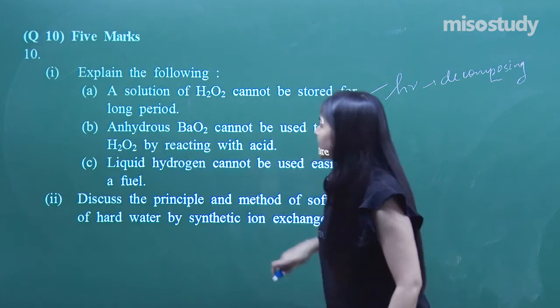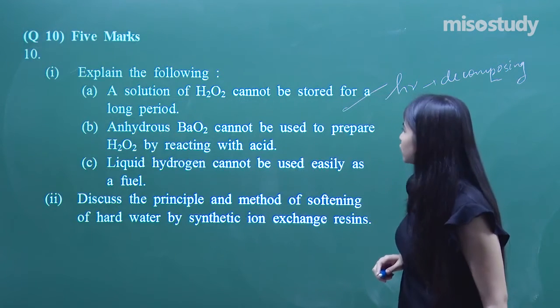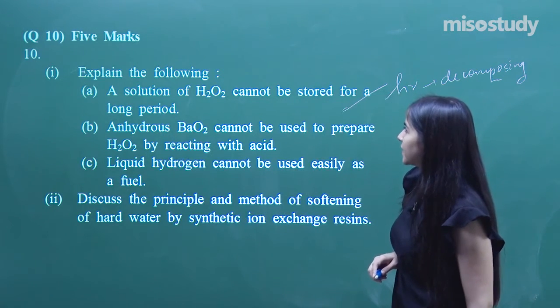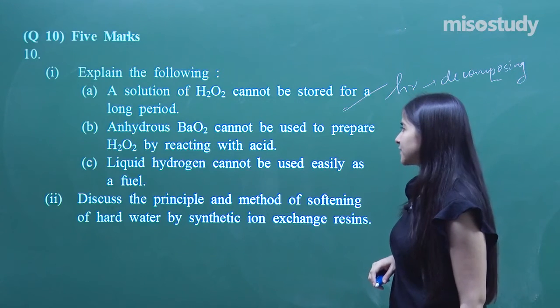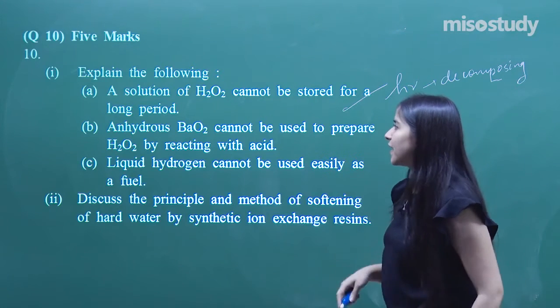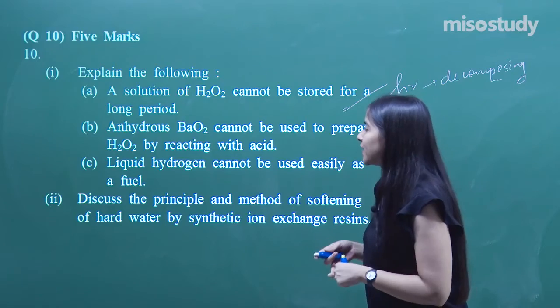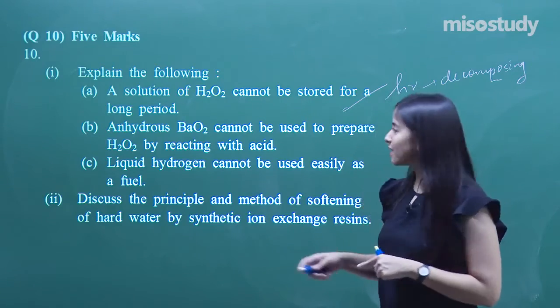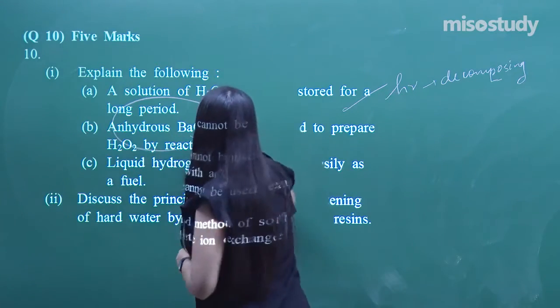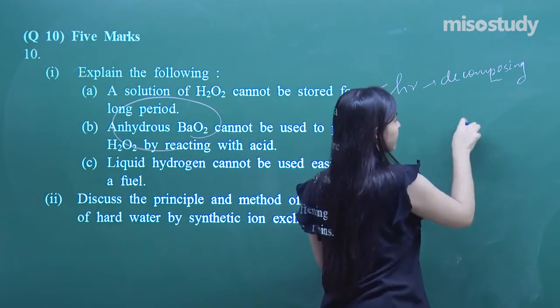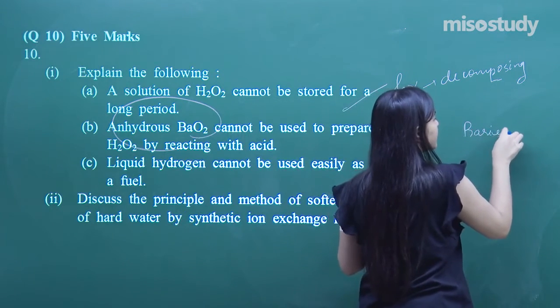Now, anhydrous BaO2 cannot be used to prepare H2O2 by reacting with an acid. So see, actually what kind of reaction have we done? Not anhydrous BaO2. Remember, we have taken up hydrated barium peroxide, yes?